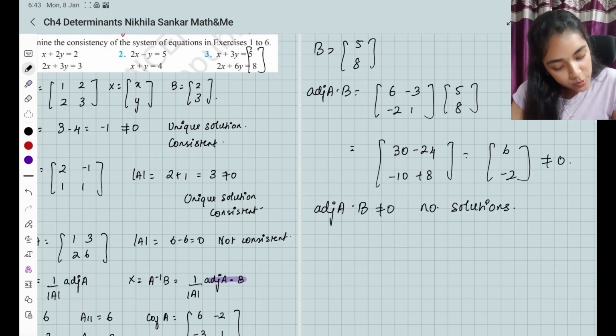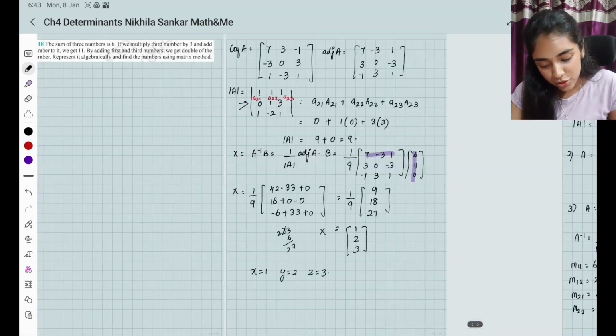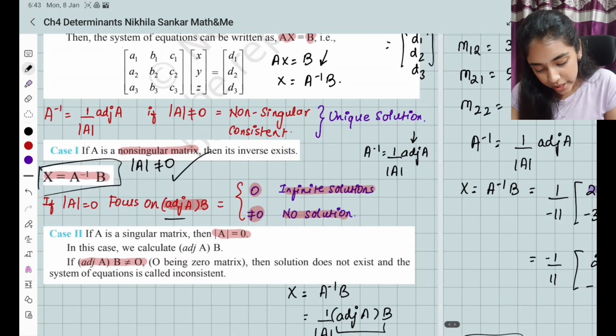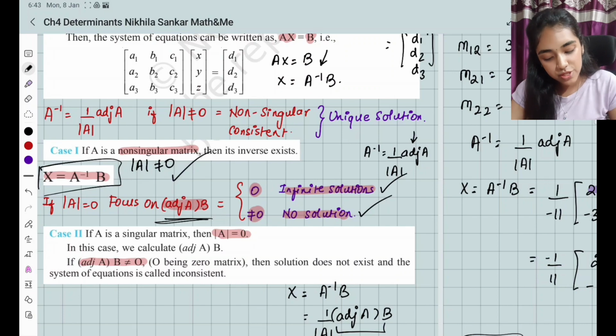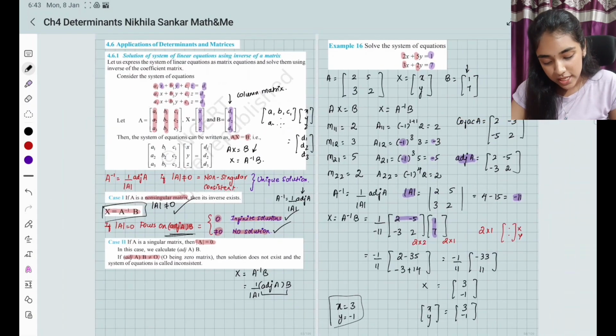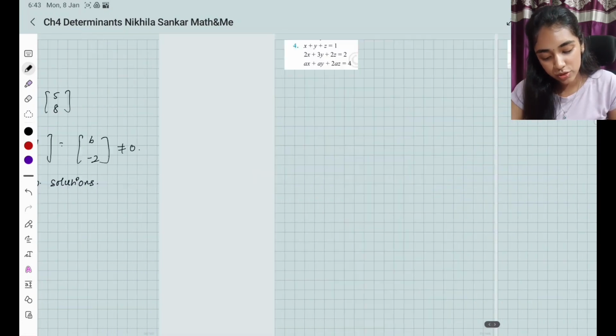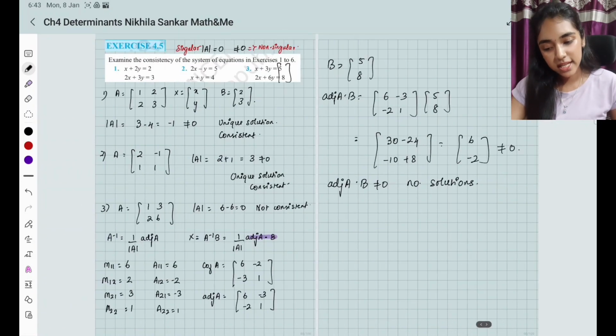Okay, so if this was equal to 0, you will have infinitely many solutions. In theory nama adha paathirupom. You have to look for the theory. So here you have adjoint A times B is not equal to 0, now you have no solution. If it's equal to 0, you have infinitely many solutions. So consistent ah illaya nu ipdi check pannu. Okay, do watch the previous videos also. Explanation enga kuduthirukeno. Okay, so this particular question has no solutions.